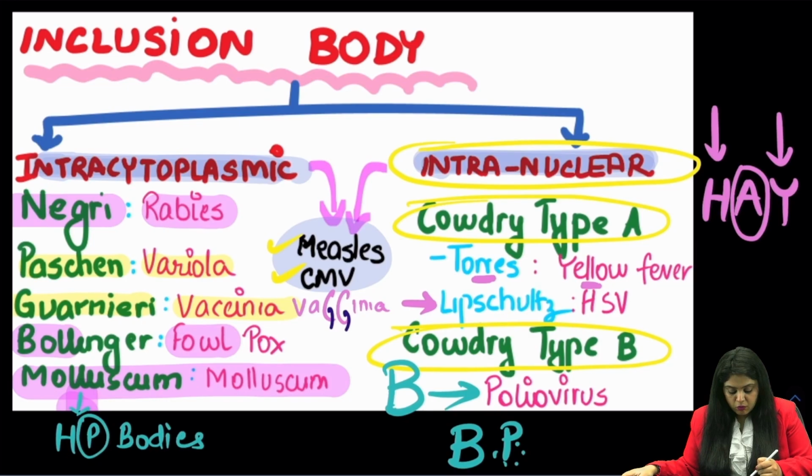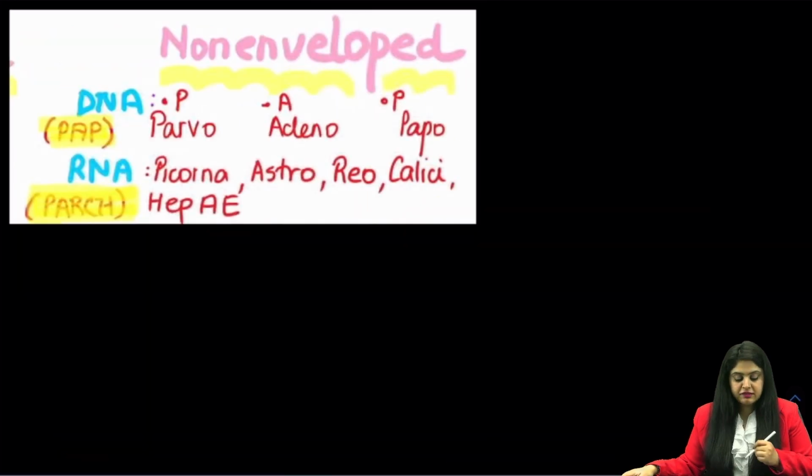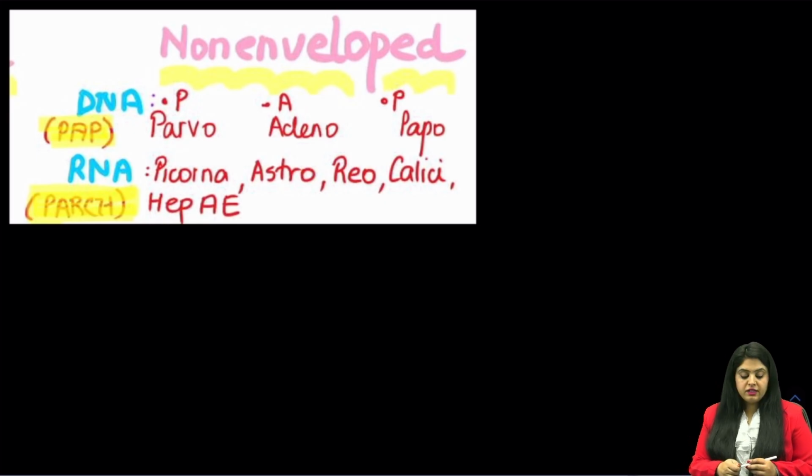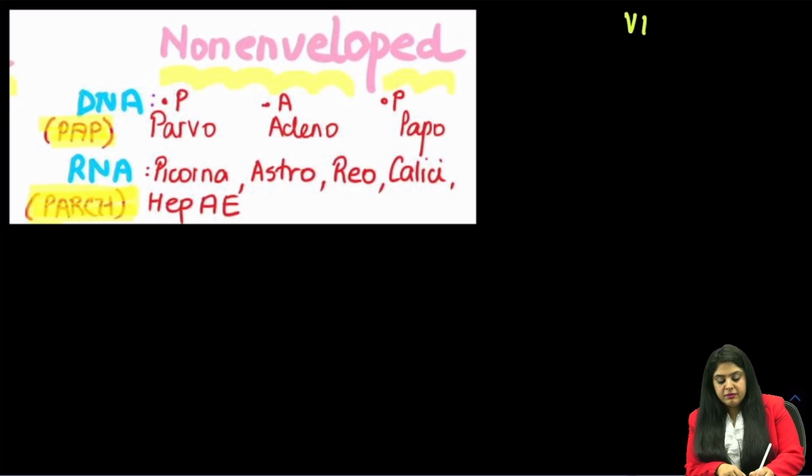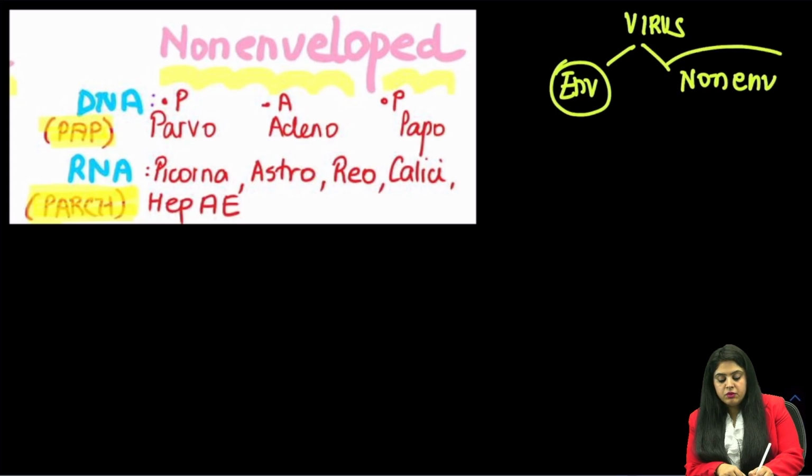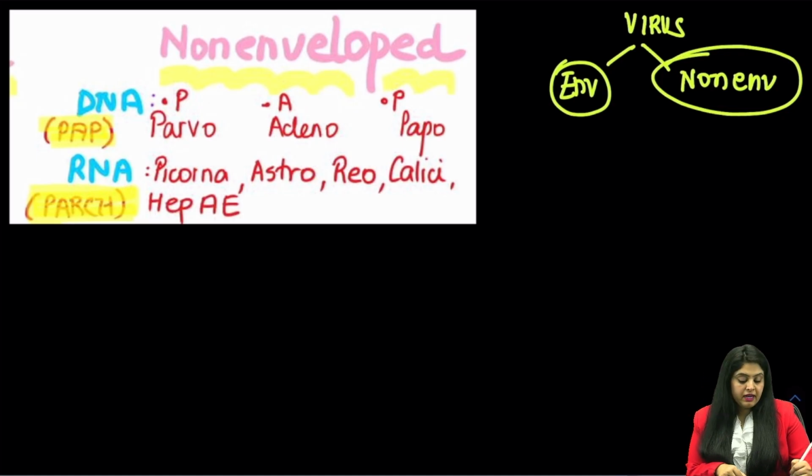But one more thing that I want to teach you is the last mnemonic, of the viruses that are non-enveloped. So it is a simple matter. There will be a virus. That virus is either going to be enveloped or that virus is going to be non-enveloped. Okay? When I'm talking about the enveloped viruses, everything comes under it. But among non-enveloped viruses, DNA is different, RNA is different.